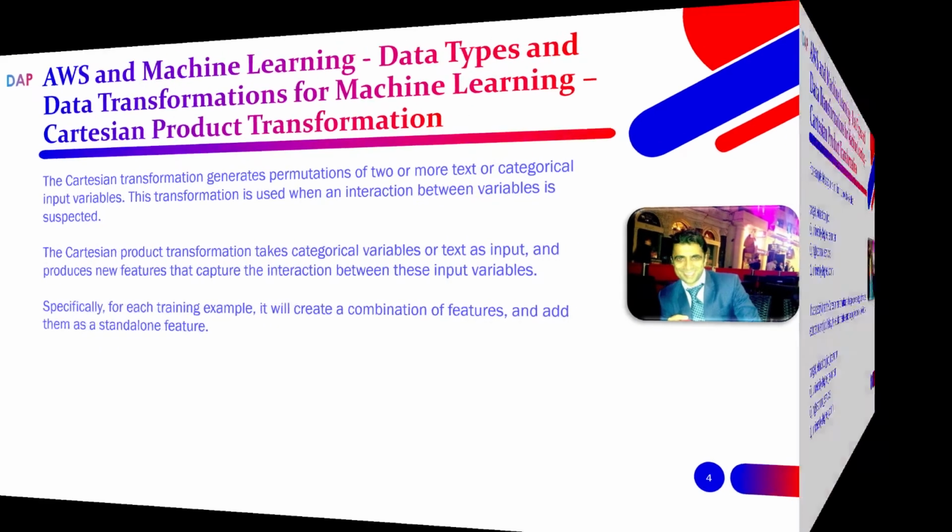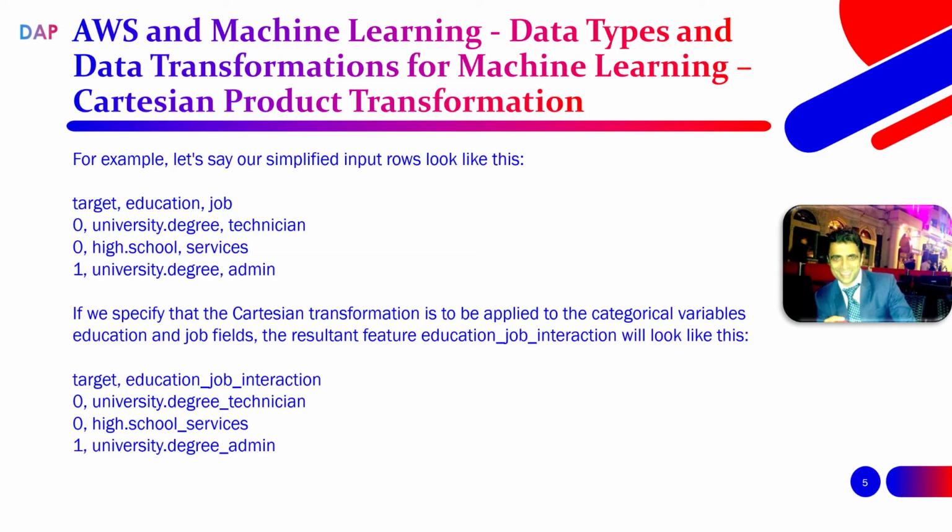So what does this all mean? Let's quickly see an example. Let's say our simplified input rows look as shown. I'm not going to give you a big data set. So just see, this is one feature, target: 0, 0, 1. Education: university.degree, high.school, university.degree. So this is one more feature, and job is technician, services, and admin. So basically, simplified stuff. We have three features and three records here.